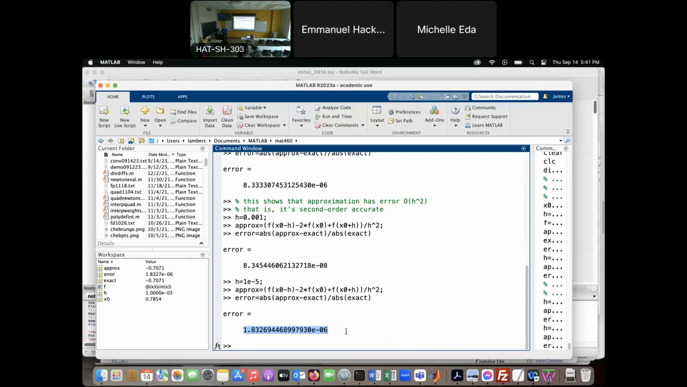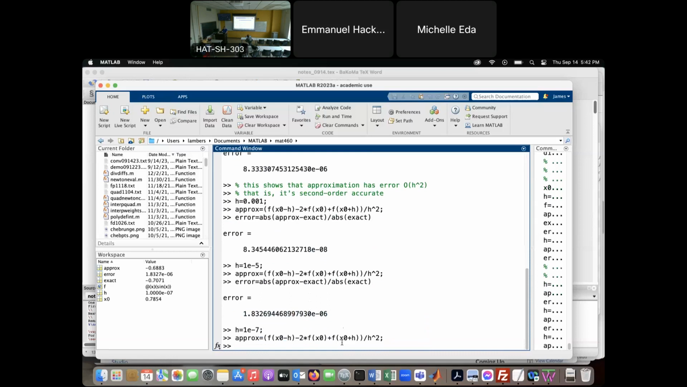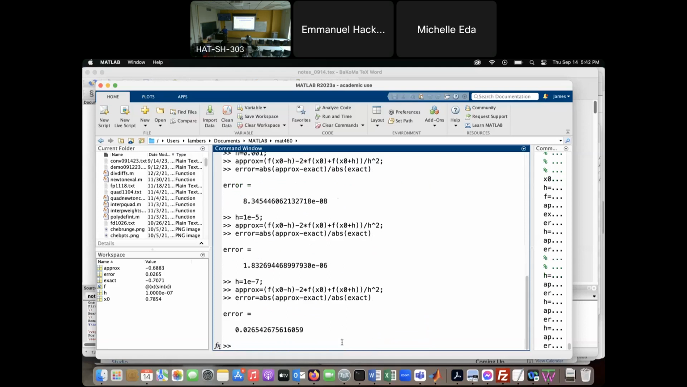So if I were to go even further, like if I let h be 10 to the minus 7, and then recompute the approximation and the error, it just keeps getting worse and worse. This is the worst approximation of all the ones I've done today. If I were to let h get smaller and smaller, the error would just keep growing.